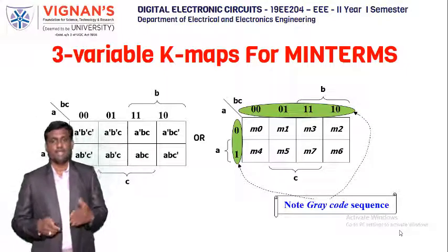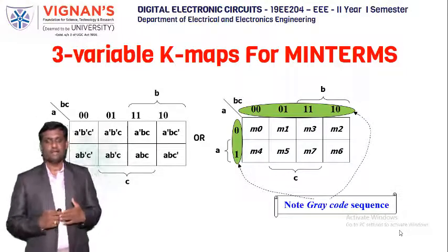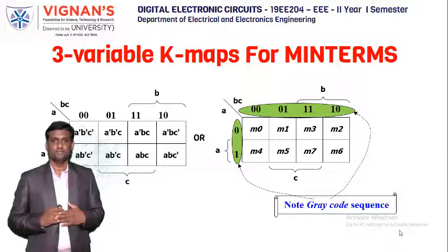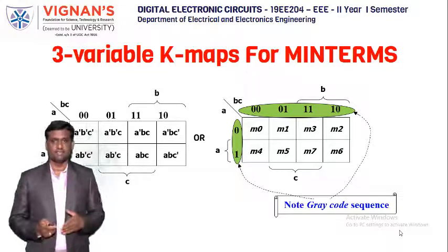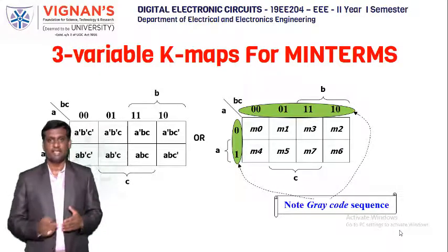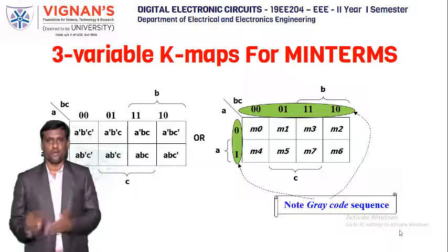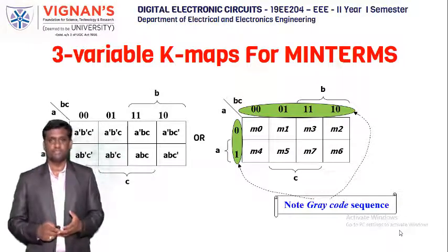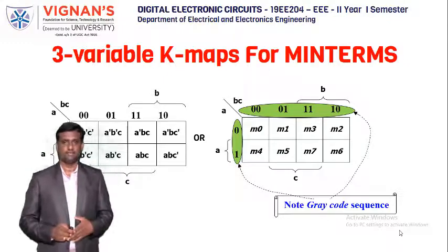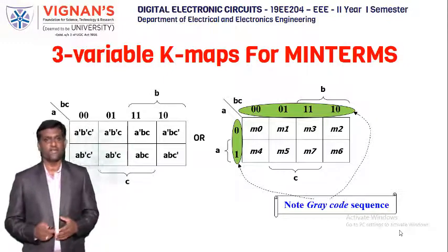In order to simplify the Boolean function of 3 variables, either from the truth table or from the function, we simply have to assign the respective decimal number cells as ones and simplify by using the map method. So, this is the representation of the 3 variable K-map.